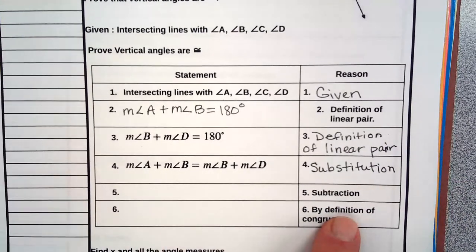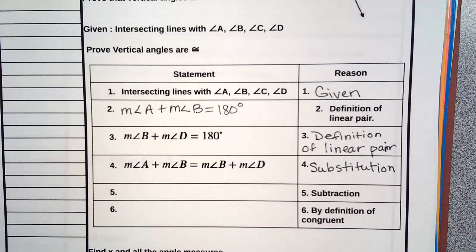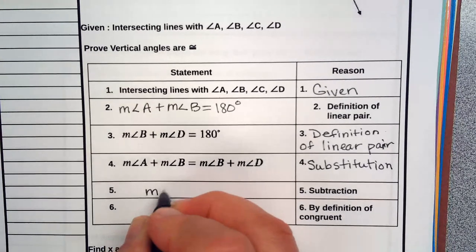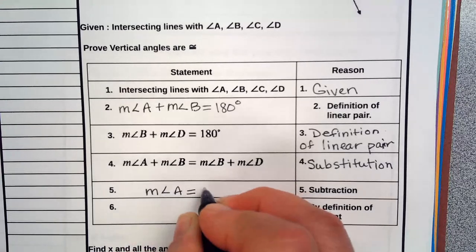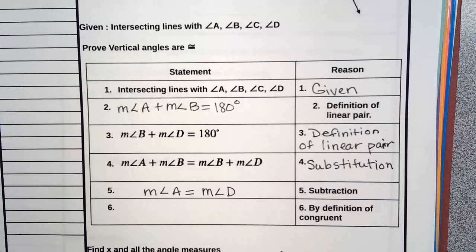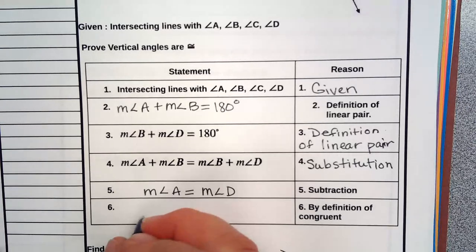Okay, subtraction. What can I subtract off? I look up here. What do I see on both sides of the equal sign? Well, the measure of angle B. The measure of angle B is actually a number. So we can subtract that off, and we end up with the measure of angle A is equal to the measure of angle D. That's by subtraction. If their angle measures are the same, then the angles are congruent. That's where the definition of congruent goes.